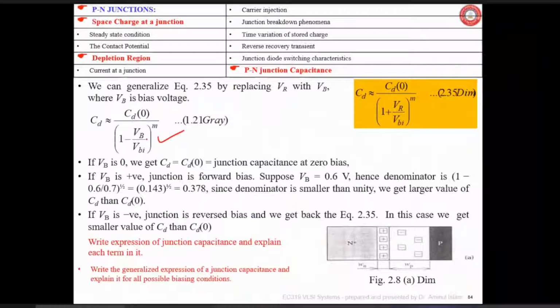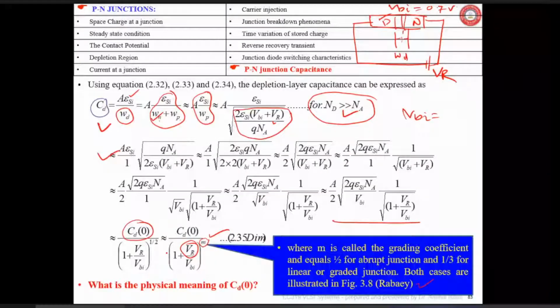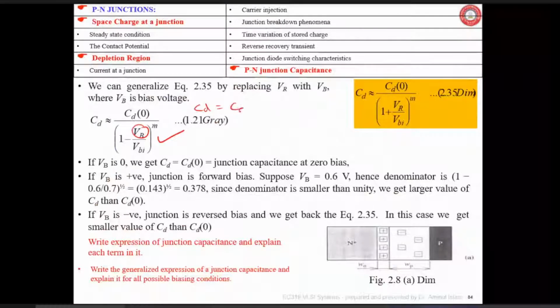In that, we replace the earlier VR, generalizing the equation, and write VB, the bias voltage. If VB is 0, meaning no bias, then what do you get? CD equals CD0. This is the no-bias diffusion capacitance in any junction. It may be a diode; here in your MOSFET there is also a diode under the N plus region or P plus region.